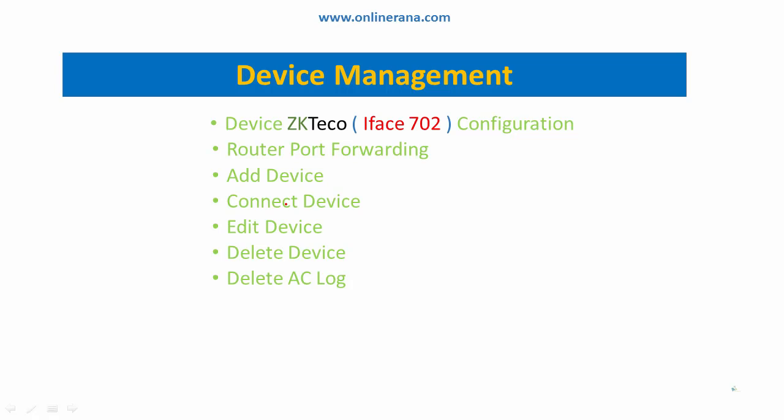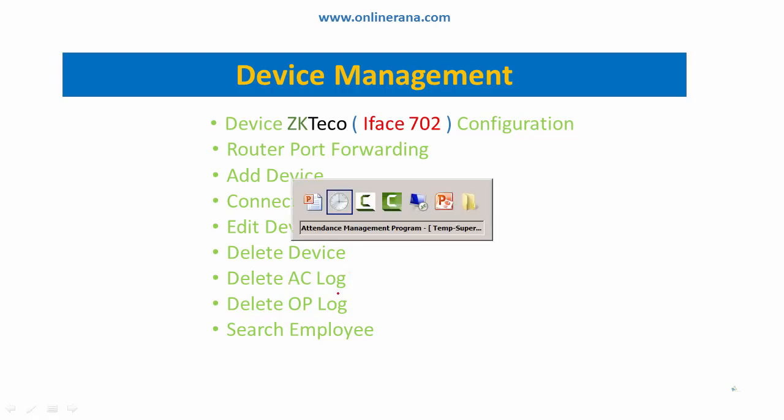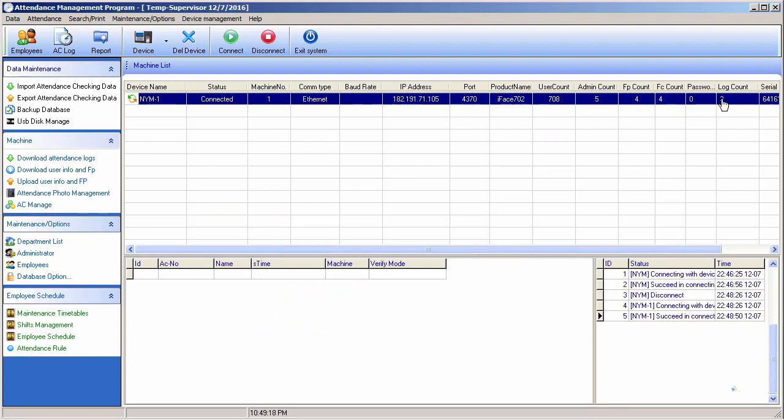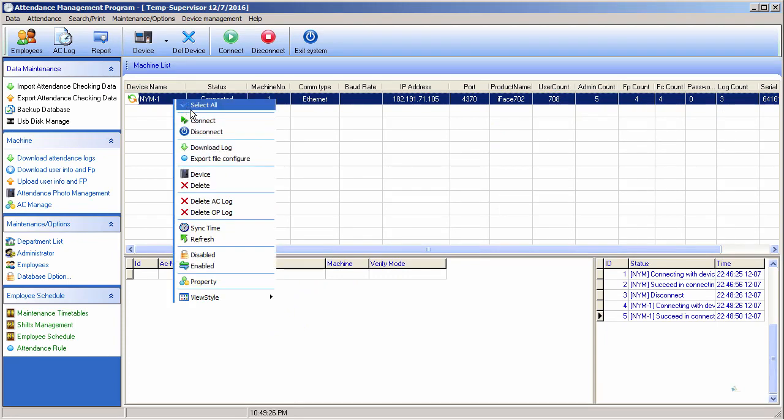Maybe we add our departments and their list. So device management also has delete OP log and search employee. When we push our data into machines, the transaction log will be deleted. It's very simple. We can delete the current log, there are three logs. So how to delete your account logs? Go to the right and delete account log.